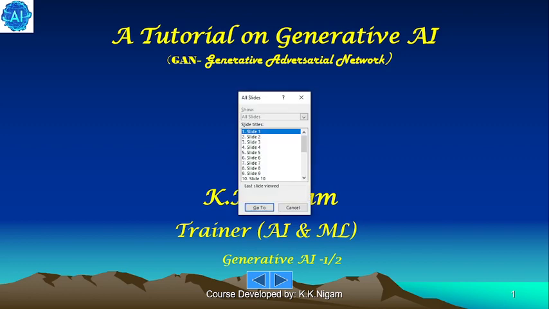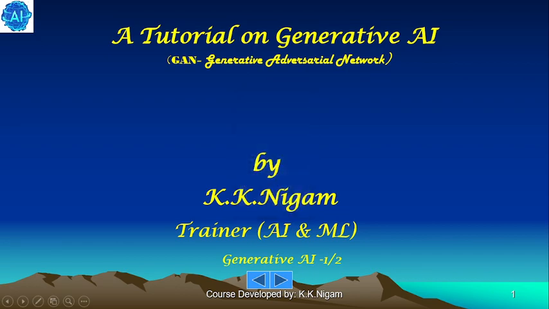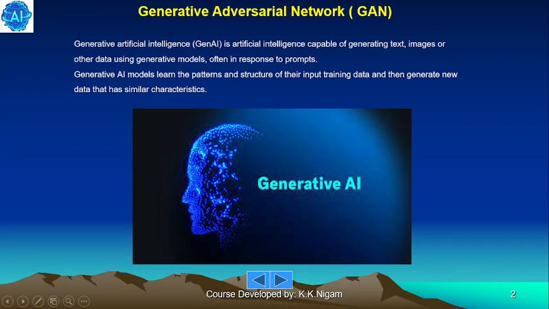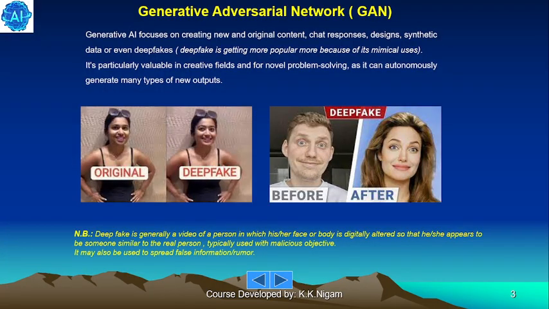So let's start with a new topic, that is GAN, Generative Adversarial Network. Now, generative artificial intelligence is an artificial intelligence capable of generating text, images, or other data using generative models, often in response to prompts. Generative AI models learn the patterns and structure of their input training data and then generate new data that has similar characteristics.